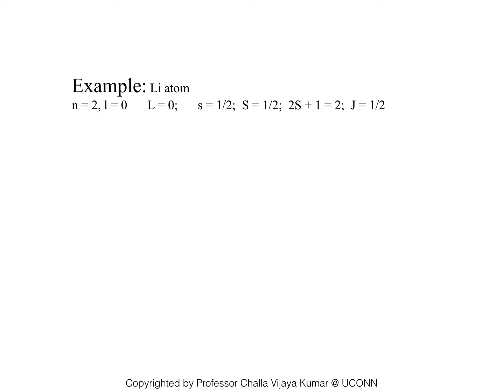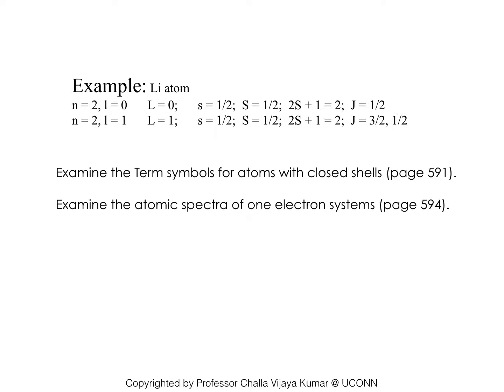Another example, the lithium atom: n equals 2, l equals 0, and capital L then equals 0. Small s is 1/2, capital S is 1/2, 2S plus 1 is 2, and J is 1/2. And for n equals 2, l equals 1, L equals 1, then S equals 1/2. So we are writing terms for each of these electrons of different configurations.